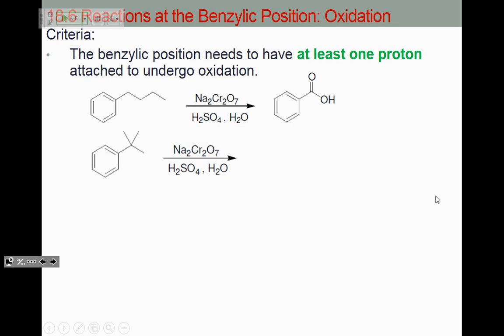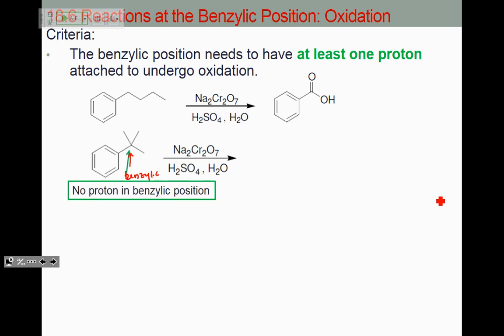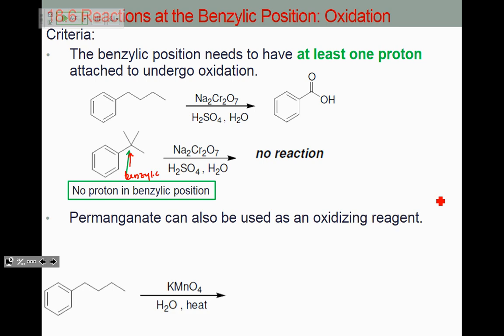So if we look at this example, we don't have a hydrogen in the benzylic position. This is our benzylic position. We don't have a hydrogen there, so we won't get a reaction. As long as there's one hydrogen, the reaction's always going to be the same.